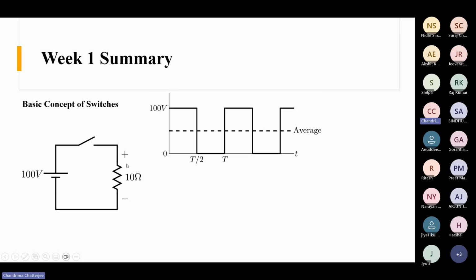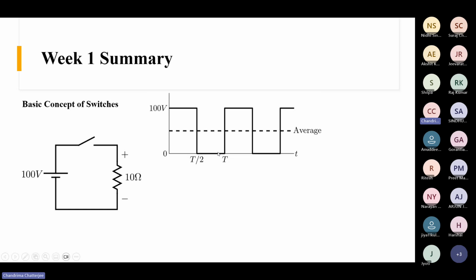So the voltage across the load, the waveform, will be something like this. For 50% it is 100 volt, and for the rest of the 50% it is 0. Again this sequence is repeated, right? So did you understand what is happening here?